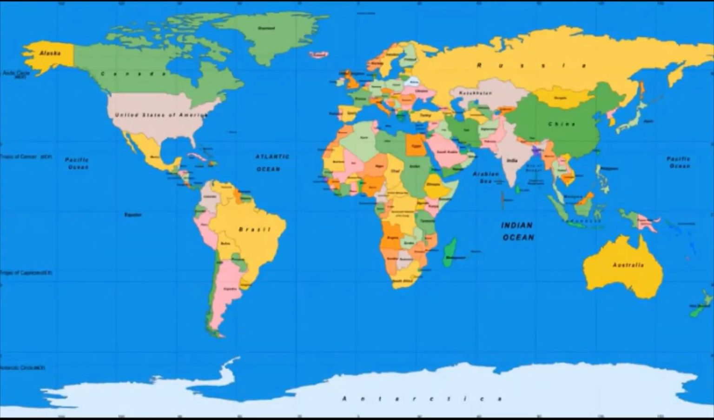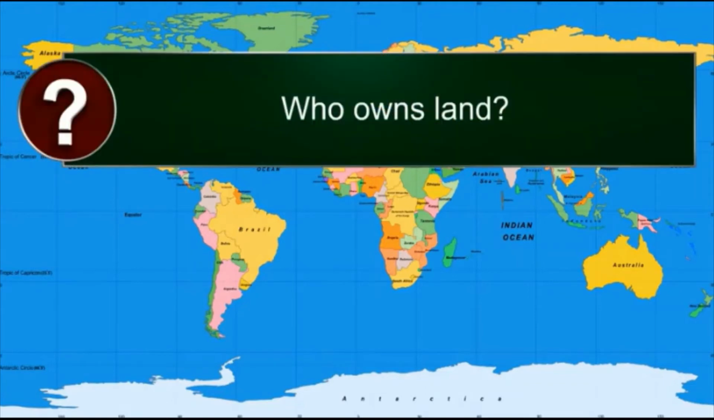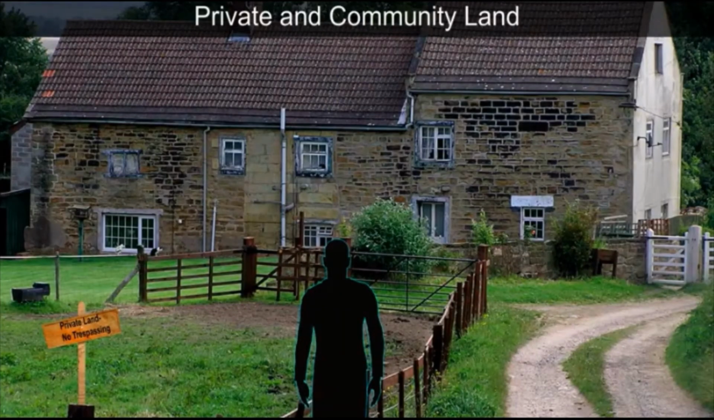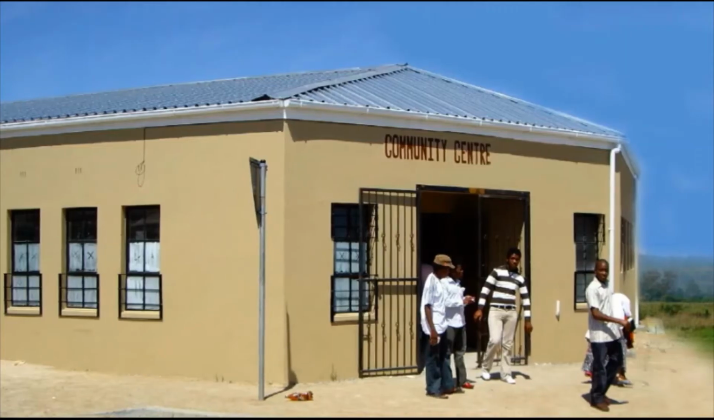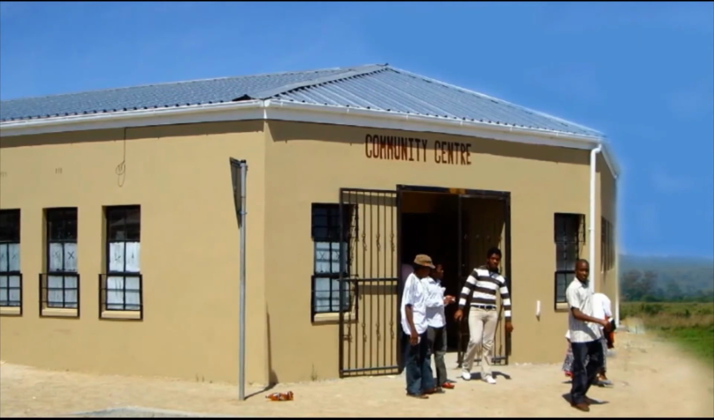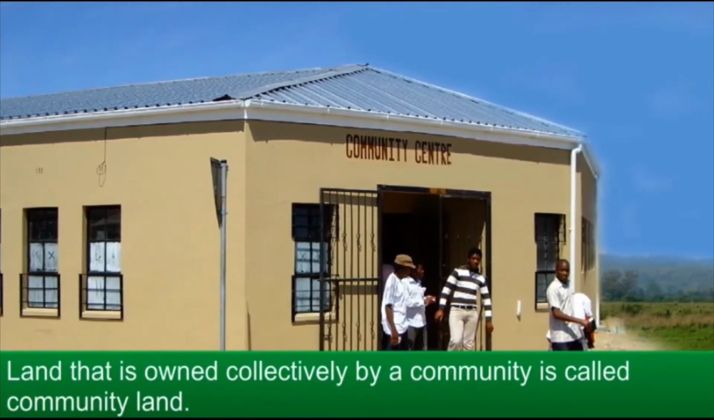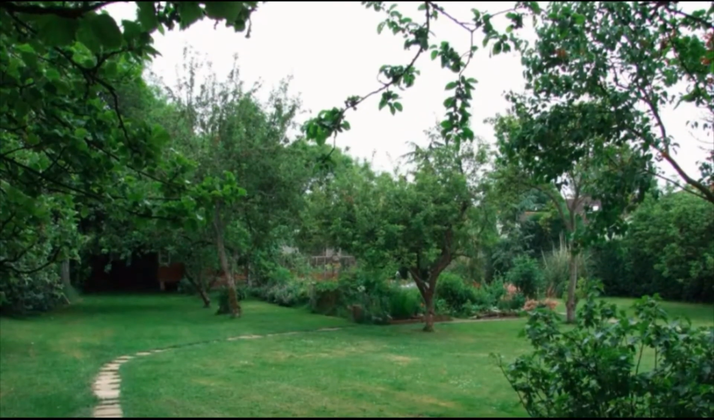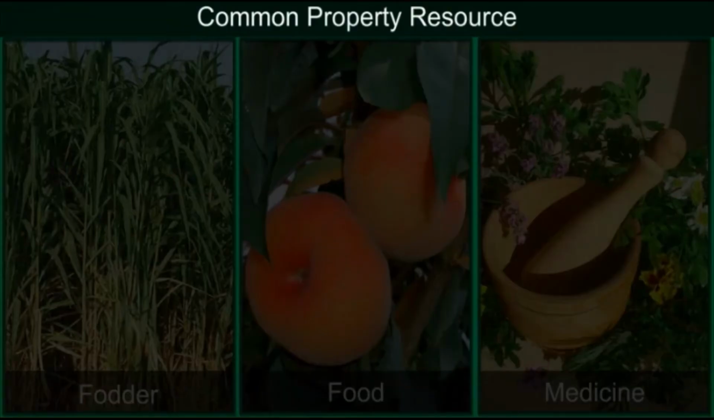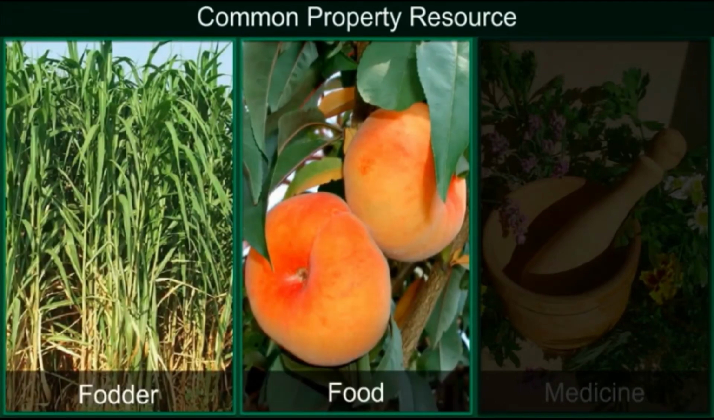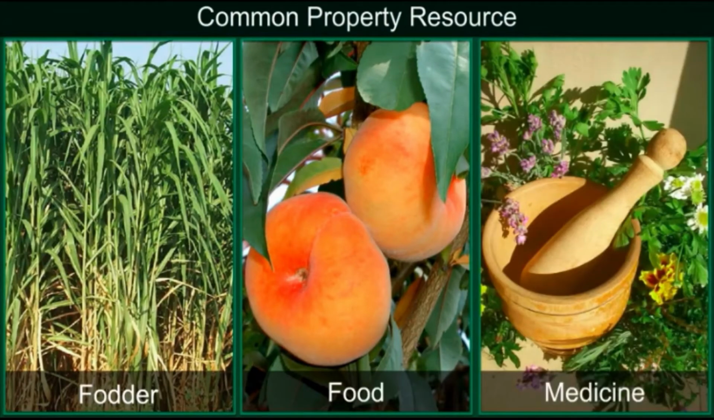We saw how land is used. But who owns land? A piece of land is either owned by an individual or by a community. Land owned by an individual person is called private land. Land that is owned collectively by a community is called community land. Community land is also known as common property resource, since it is used for common purposes like collection of fodder, fruits, nuts, and medicinal herbs.